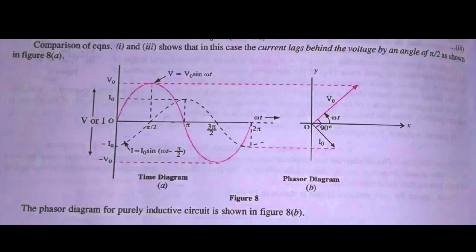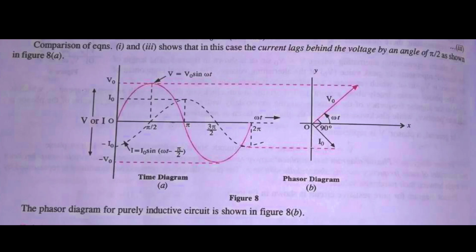So what about the phasor diagram for the pure inductive circuit? We get two equations: one is the voltage across the inductor, and the second equation, which we solved in the previous slide, is the current across the inductor. By comparing both these equations, we see that the current lags behind the voltage by minus pi by 2. So it means that the current lags behind the voltage by an angle of pi by 2. This can be represented in the given diagram.